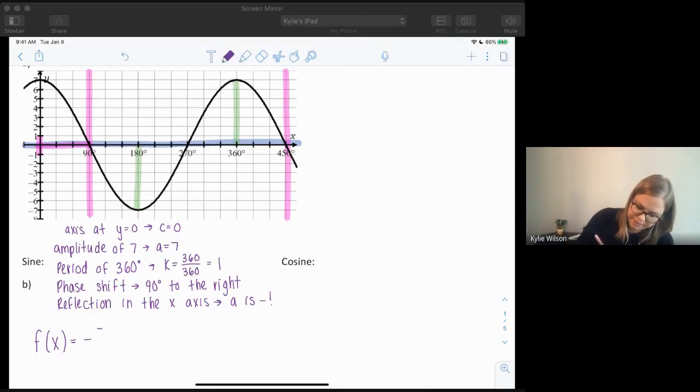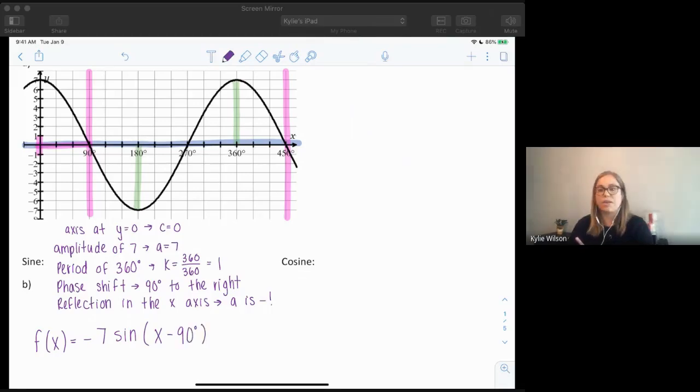My a value was 7. Then I'll have sine of my k value, which is 1, x. Then we're going 90 to the right, so it will appear negative in our equation. And then our c value is 0, so we have a plus 0 at the end, so we don't need to write that.